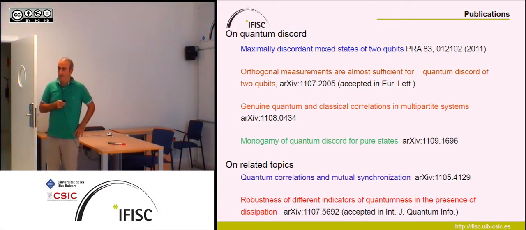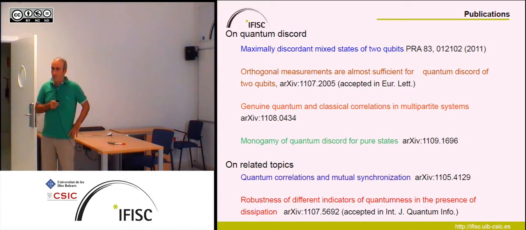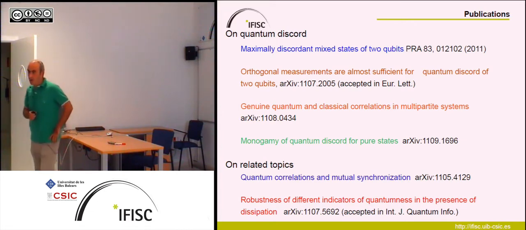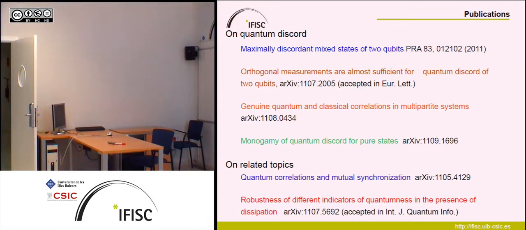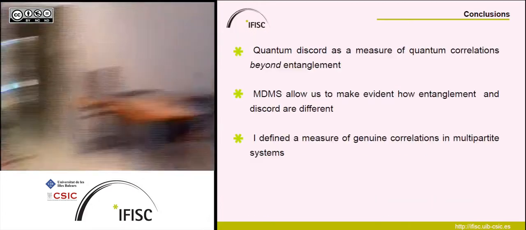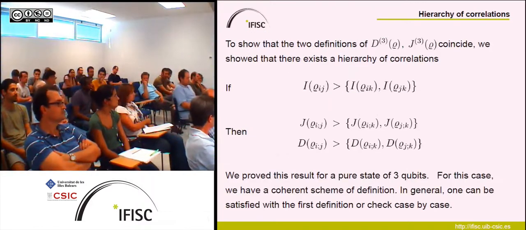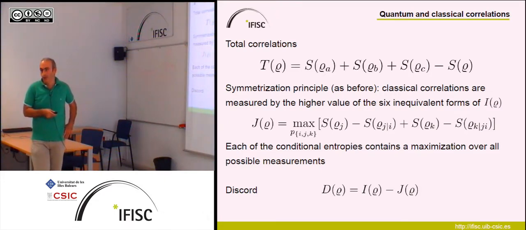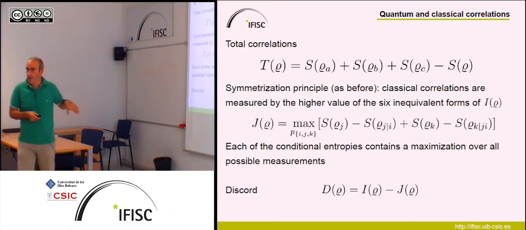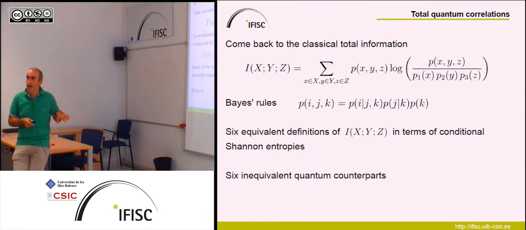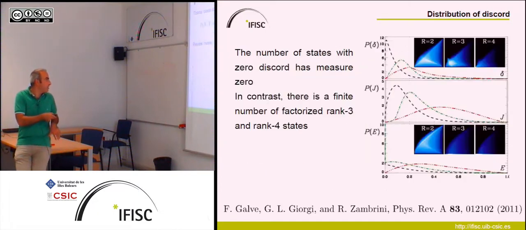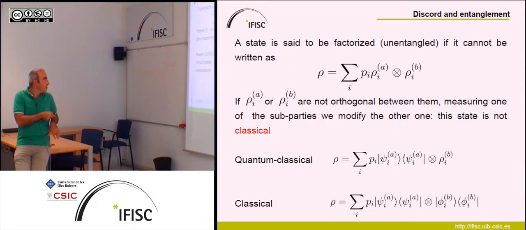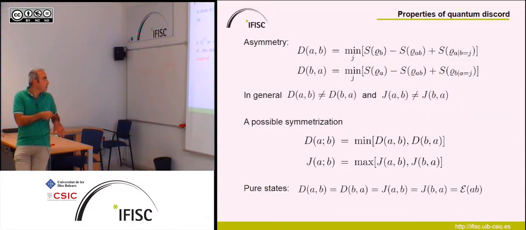Why do you symmetrize the multipartite classical correlations if the bipartite is asymmetric? Sorry? Why are the multipartite definitions symmetric, or symmetrized under this permutation of the possibilities, while in the bipartite case you have an asymmetric definition? No, sorry. Here I can obtain 6 different definitions of J depending on the order of measurement of the system. That's like you take the maximum. I take the maximum. Also in the bipartite case, you take the maximum over measuring always in the same part in different measurements.